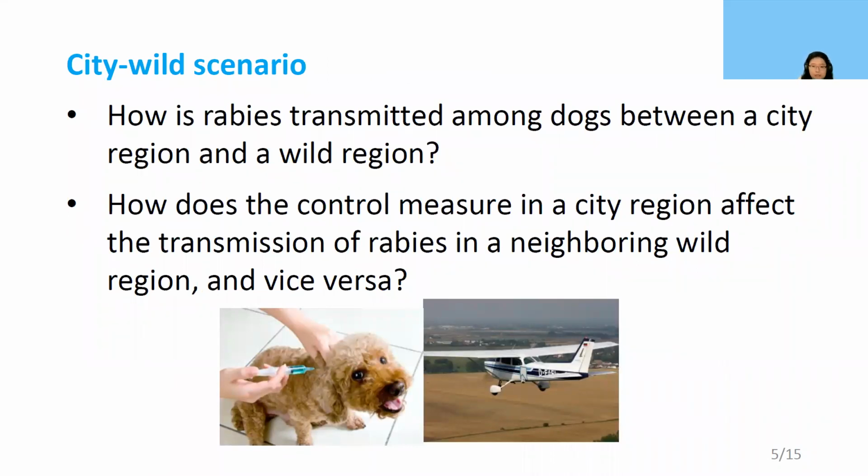And the spatially heterogeneous environment we will consider in this study is the citywide scenario, because this is closely related to human public health. So we are mainly curious to know how rabies is transmitted among dogs between a city region and a wild region. And how does the control measure in a city region, for example, vaccination in the city region, affect the transmission of rabies in a neighboring wild region, and vice versa.